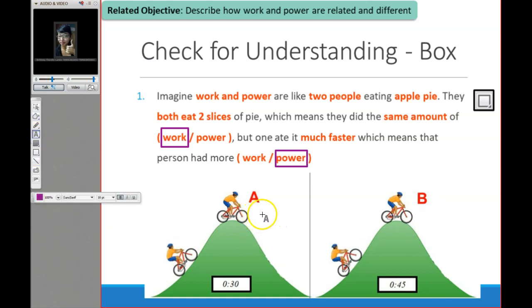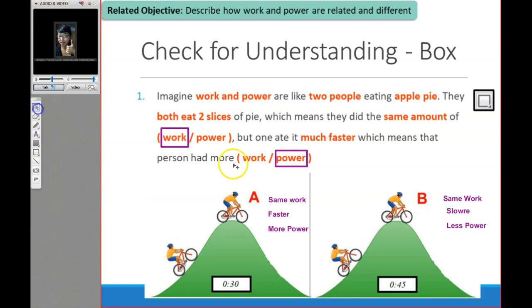And why do they have more power? They did the same work. So A and B both do the same work, but why does A have more power? Yeah, they're faster. So he was faster, and that means he has more power, whereas B was slower, and therefore he has less power. Which should make sense because I'm sure his legs would be sore by the time he gets up there.